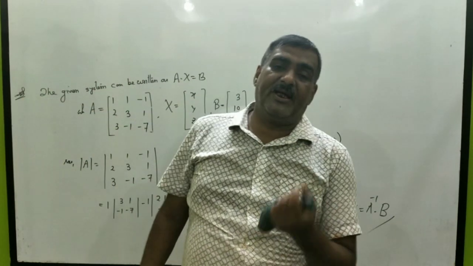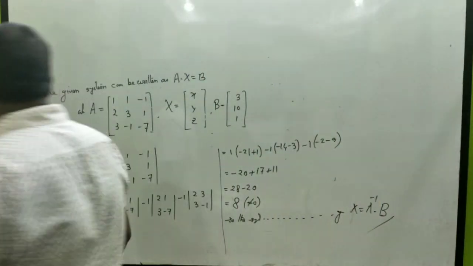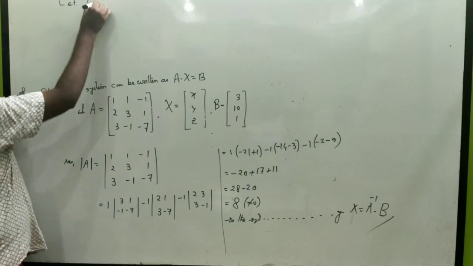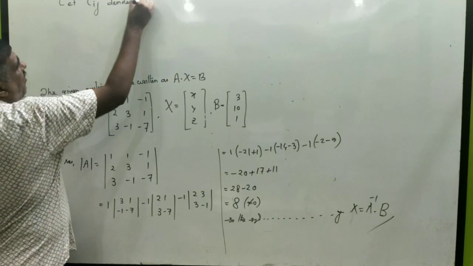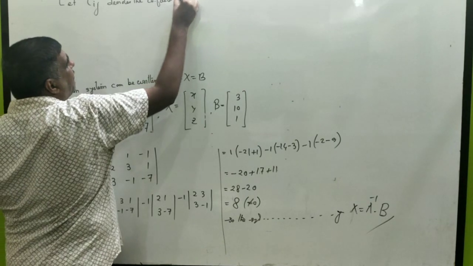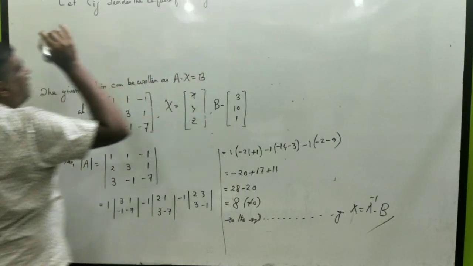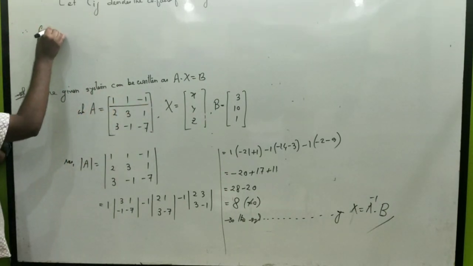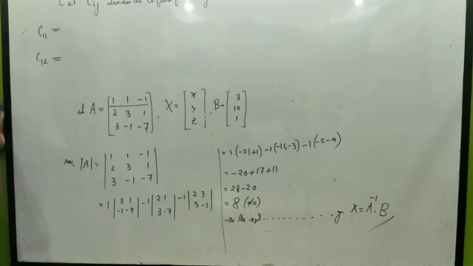Now what do we have to find? Adjoint A. Adjoint A means what? Cofactor. What do we find first? Cofactor. Okay, so look, let Cij denote the cofactor of elements Aij in capital A. Clear? So therefore I started with row 1 first: row 1 column 1, row 1 column 2, then row 1 column 3.